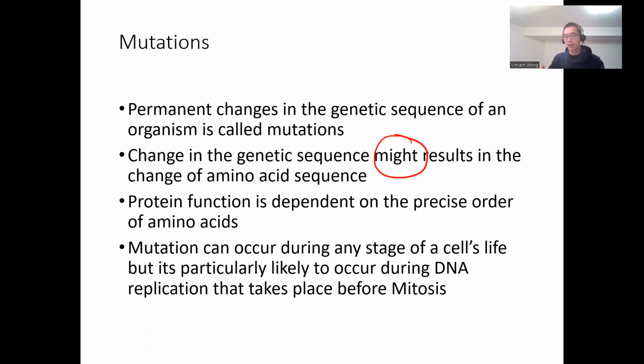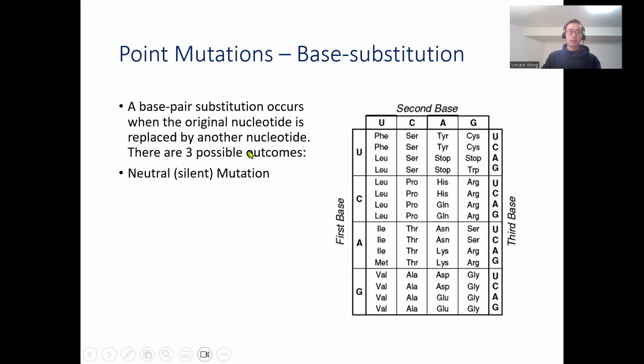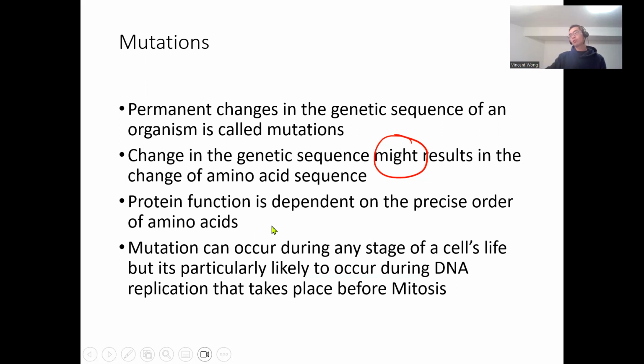Just because you change the genetic sequence, it might have no effect. Since the protein function is dependent on the order of amino acids, mutation can alter how these proteins function. We already talked about this in the last lecture. You might have a gain of function mutation in a proto-oncogene. You might have a loss of function in a tumor suppressor gene, and that could completely change how the cell behaves, right? Now, some of these mutations could be hereditary.